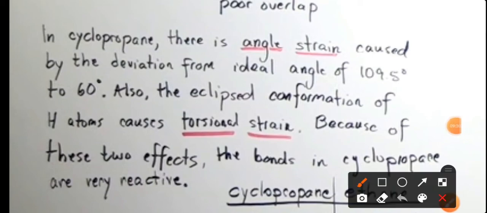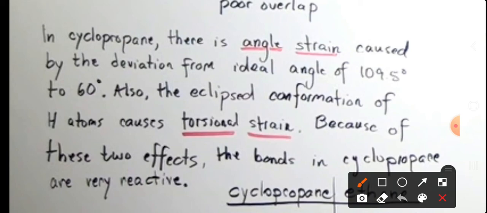So in the cyclopropane conformational analysis, the conclusion obtained is that in cyclopropane there is an angle strain caused by deviation from the ideal angle of 109.5 degrees to 60 degrees, and also the eclipsed conformation of hydrogen atoms causes torsional strain. Because of these two effects, the bonds in cyclopropane are very reactive. Okay, very reactive, not stable, that's why very reactive.